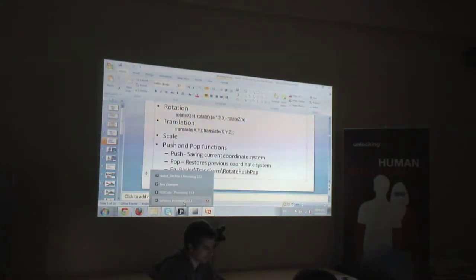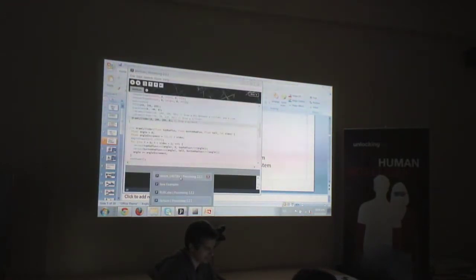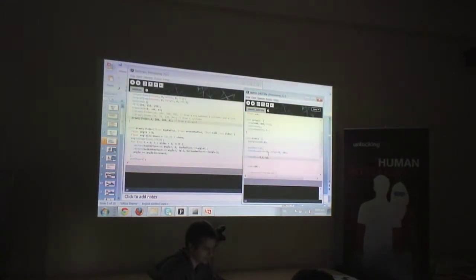So I just missed scale as well, so let's quickly look at scale. So you can scale 90. I have a feeling actually, I just need to have a look at the syntax.